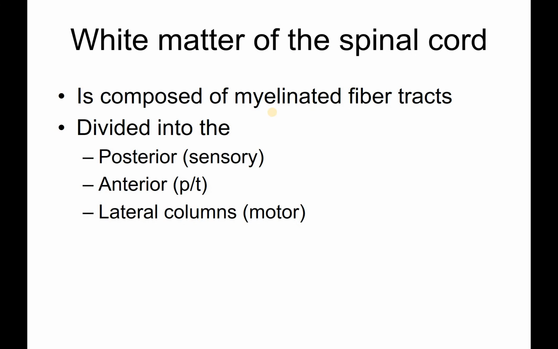Okay, the white matter of the cord is myelinated. That's what gives it that white appearance. And they are divided into the posterior, which is sensory, the anterior, which is responsible for pain and temperature, and the lateral columns, which is a motor response. And this is something we'll map out shortly on another slide, another lecture.